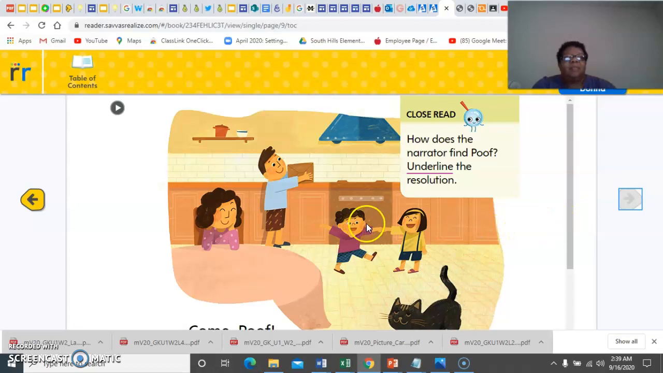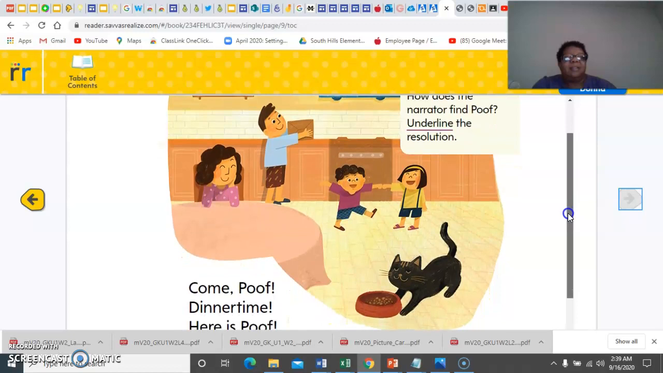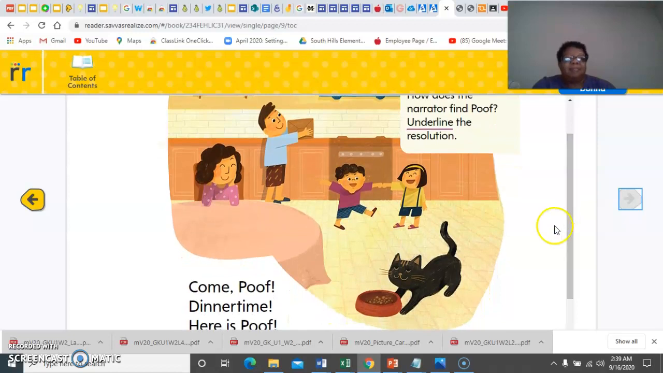Then all of a sudden everyone's happy, because all of a sudden, what happened? Poof comes for dinner time, finds the food, and so they find Poof, and he finds the food. And so the resolution, that means how they fix the problem or solve the problem by getting cat food out, and that helped them to be able to find Poof.